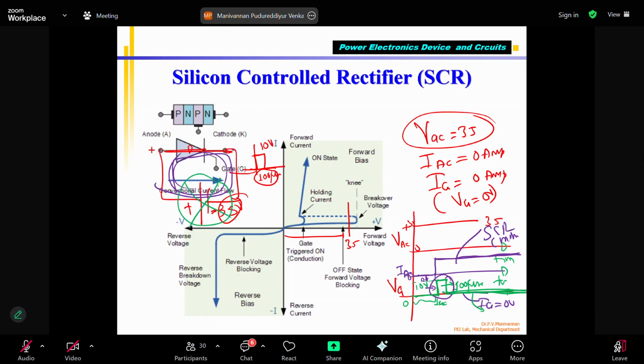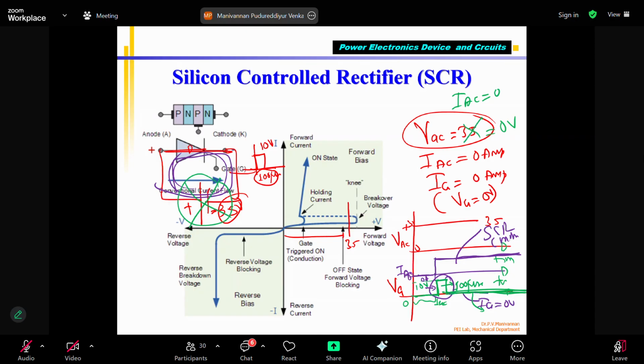Unless you kill this voltage, the anode to cathode voltage that you apply, this should be stopped. Only when this becomes 0 volts, the conduction current will stop. IAC will become 0. I will say that the SCR will stop conducting. This is one of the important characteristics of the SCR. The SCR won't conduct on its own.